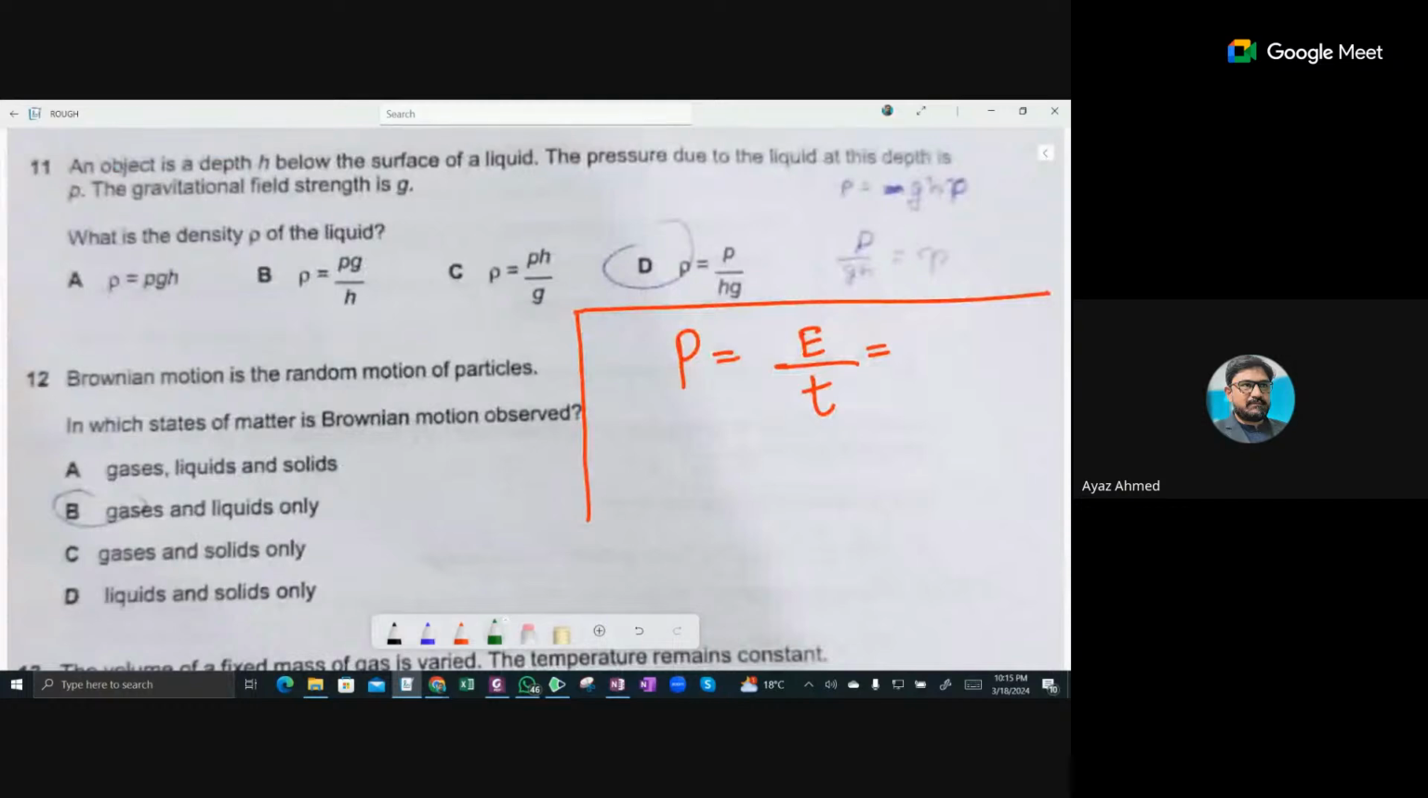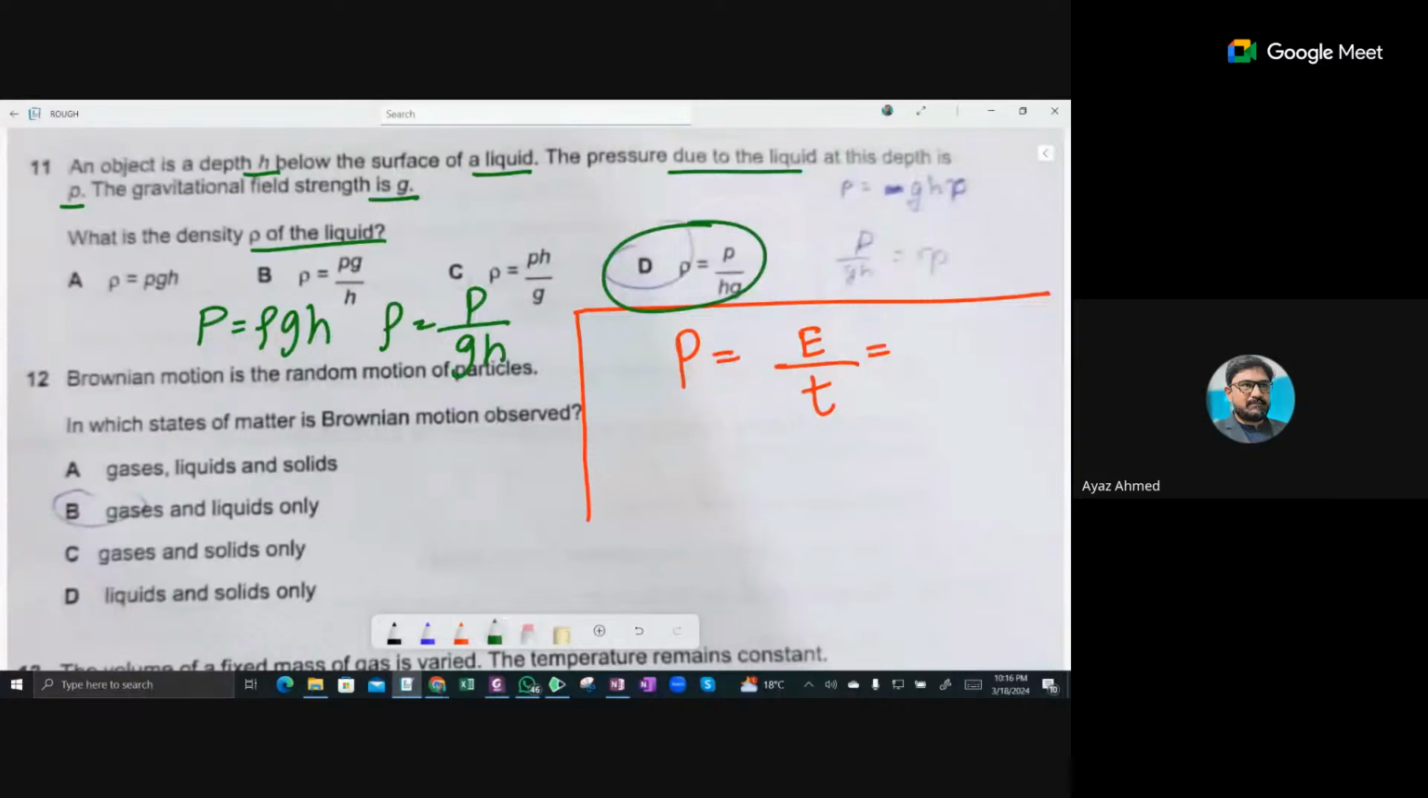Question number 11. An object is at depth h below the surface of a liquid. The pressure due to the liquid at that depth is p. The gravitational field strength is g. What is the density of the liquid? Pressure is equal to rho g h, so density is equal to pressure divided by g h. Yes, this is correct.